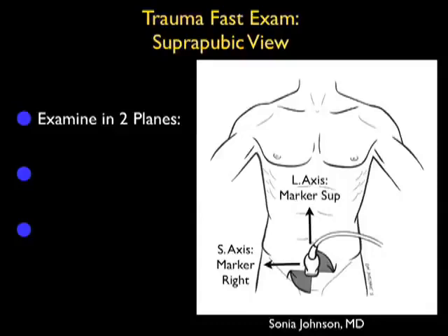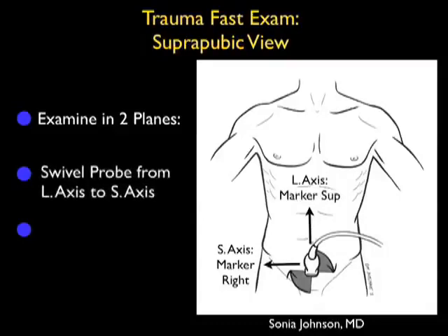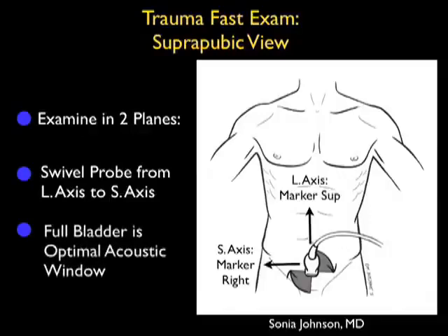In contrast to the upper quadrant views, where we looked only in a long axis configuration, the suprapubic view is made up of two planes. We want to look in both long and short axis configurations. We'll begin in long axis with the marker dot oriented towards the patient's head and complete our exam by moving the probe into short axis with the marker dot towards the patient's right side. This way we can fully scan through the pelvis and not miss any small amounts of fluid there.